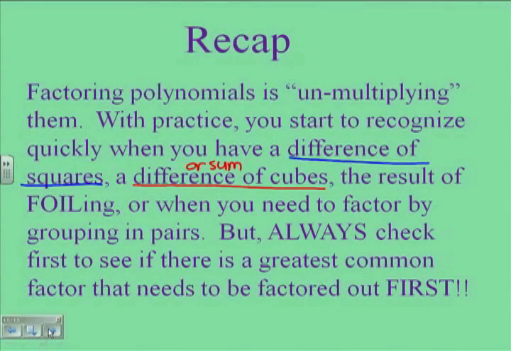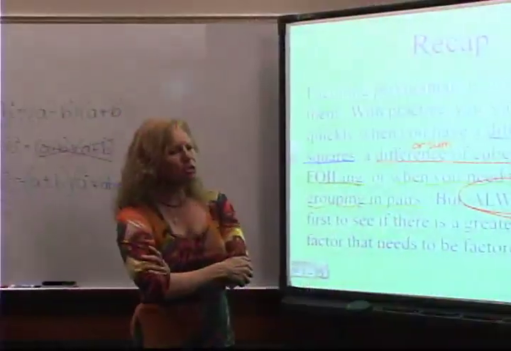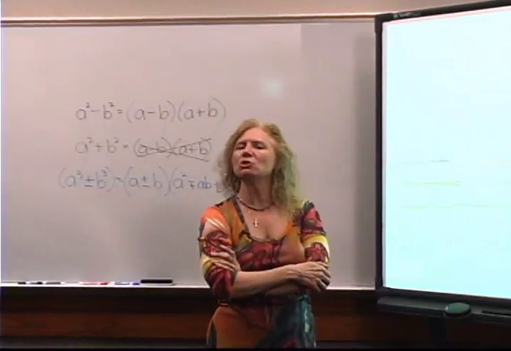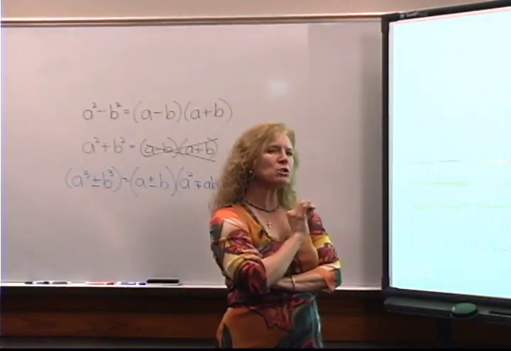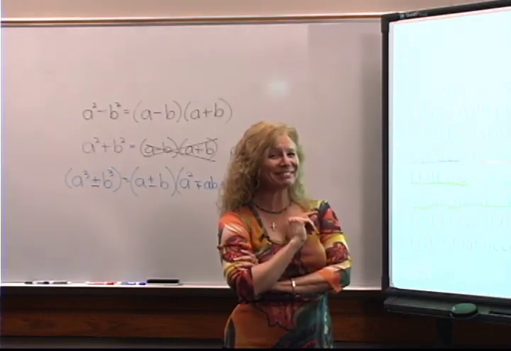Maybe you have the result from foiling, okay? Or if you see 4 terms when you need to factor by grouping in pairs. But always, always, always check first for that greatest common factor. Now do some real good practicing with this, because just like working with the numbers, the more you factor these, the more proficient you will become with them. Okay? Thank you.